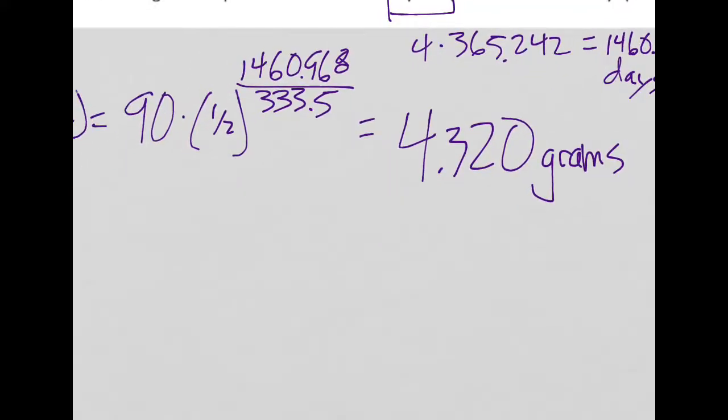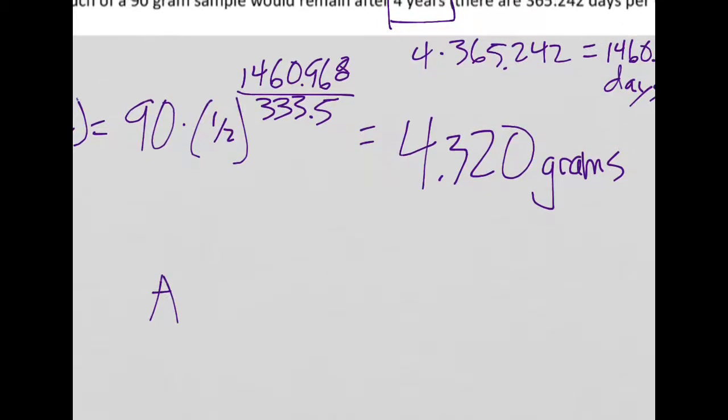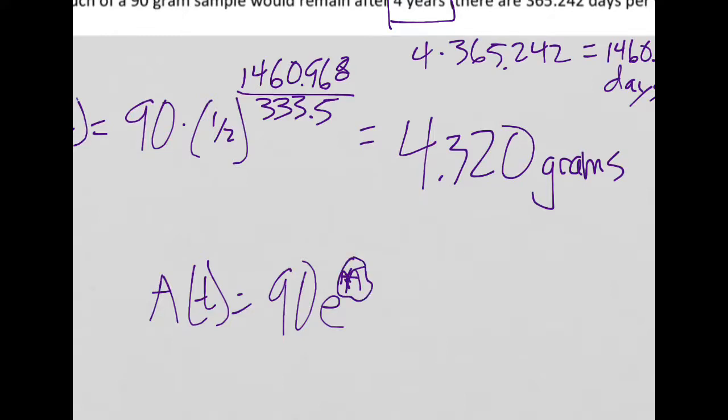So again, to do it the other way, we could use the PERT equation. Say that A of t is equal to our principal, which is 90, times e to the power of our rate, which we were calling A earlier, but it's our rate, whatever it is. But no, we were doing A in a cloud, so let's keep doing that, times time, which is again 1460.968. Crunch that, you should get the same exact number.